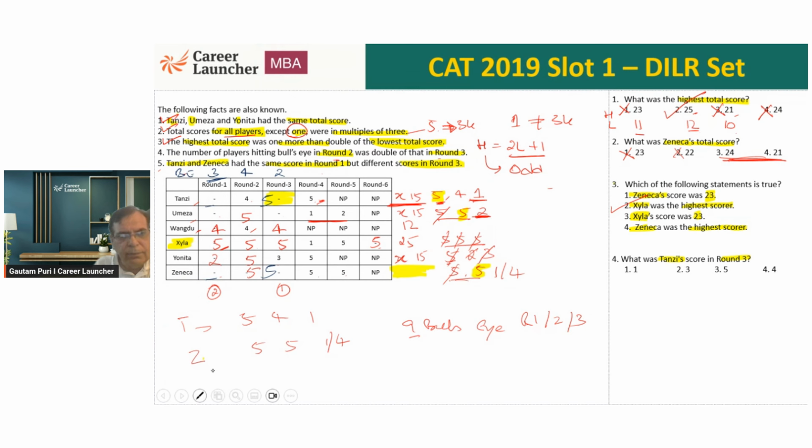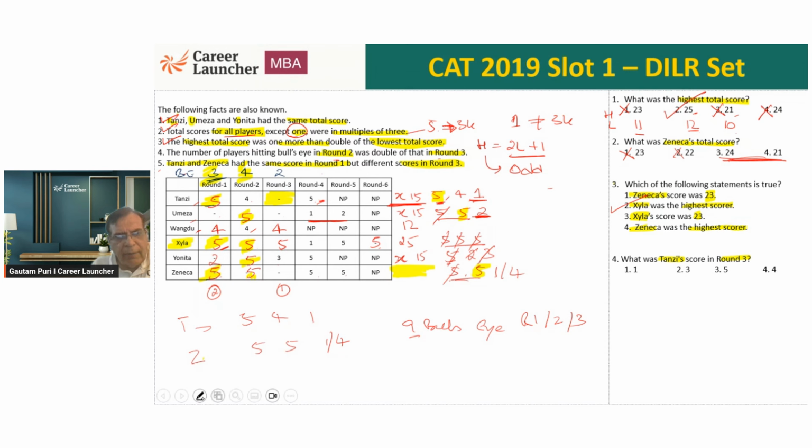That means Tanzi will be 5 and 5. In round 1, both of them are 5. Okay, so in round 1, both of them are 5. So this is gone. That means round 1 is covered completely. That means Umeza cannot get a 5 in round 1, because how many round 1 bullseye have happened? Round 1: Tanzi, Zyla, Zeneca. 3 bullseye done. 4 bullseye done out here. 1 in round 2, 4 bullseye done. So what are we left with? Let me remove this.